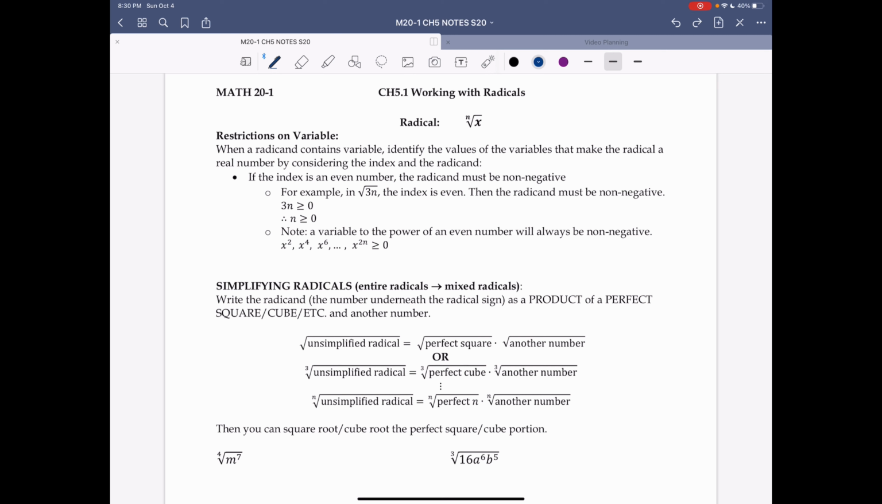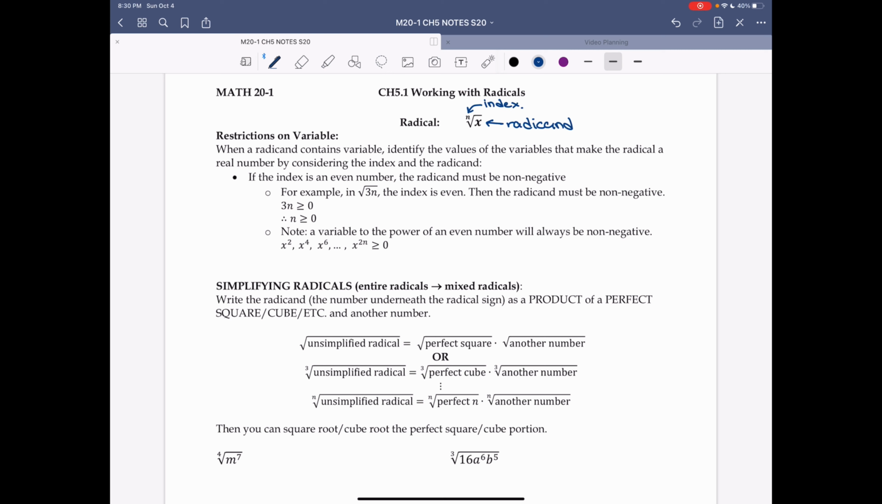Chapter 5.1 Working with Radicals. Reminder, we have the radicand under the root sign, and then the number that indicates the root is called the index.